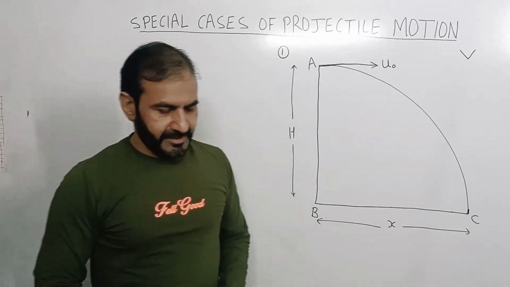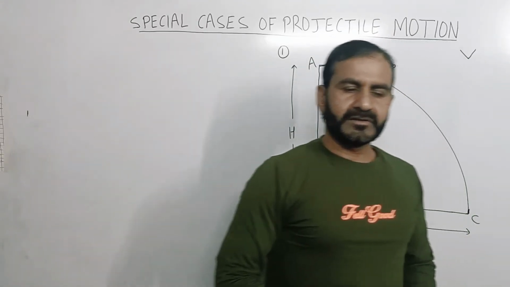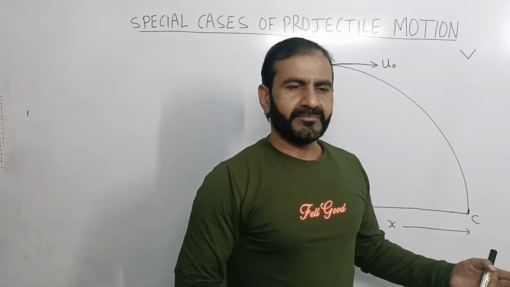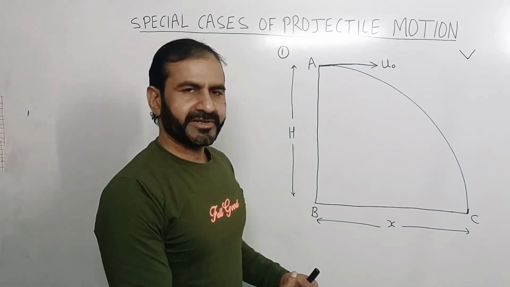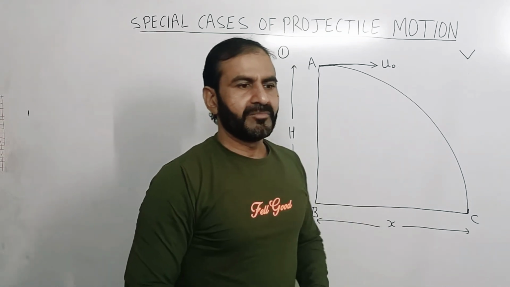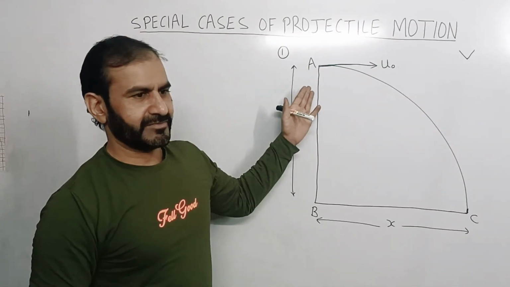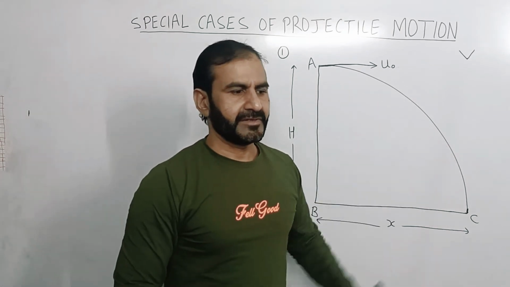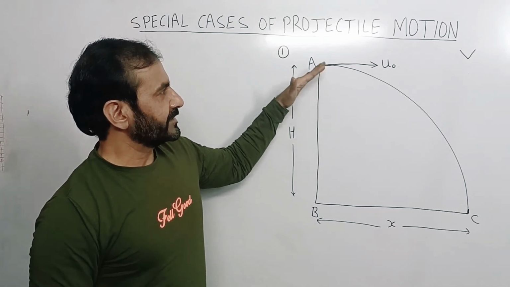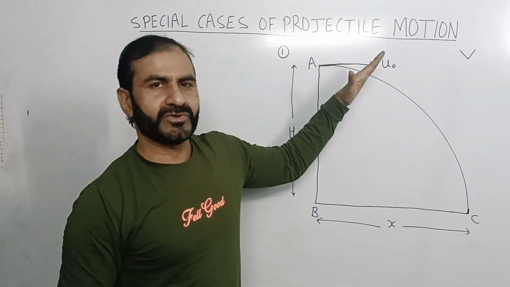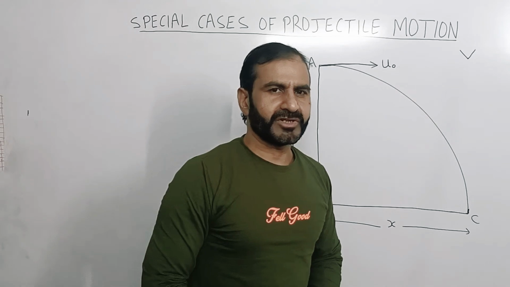Okay, special cases of projectile motion. When we derived the equation for the path of projectile motion, the body or projectile was thrown from the ground at an angle, but here we will see that the body or projectile is projected from some height. First case, horizontally; second case, at an angle theta up with horizontal; and third case, at an angle theta down with horizontal. We will discuss three cases of projectile motion.